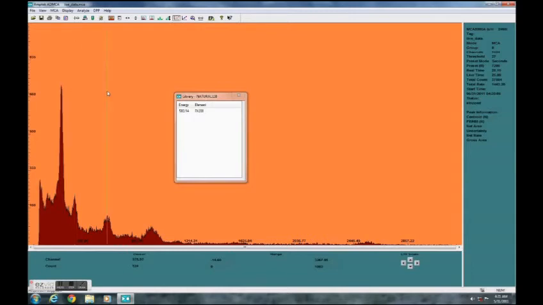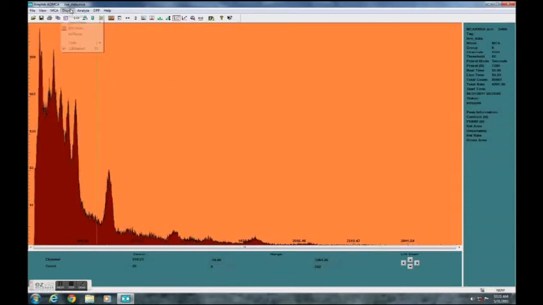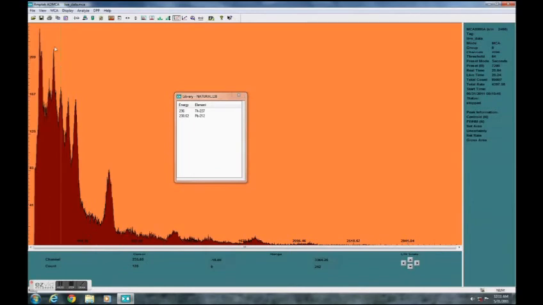Here we have Thallium 208, which is also a daughter of thorium 232. So this is the spectrum for thorium. Compare with the spectrum of uranium, we can see clearly those three peaks. And this is the difference between uranium and thorium.